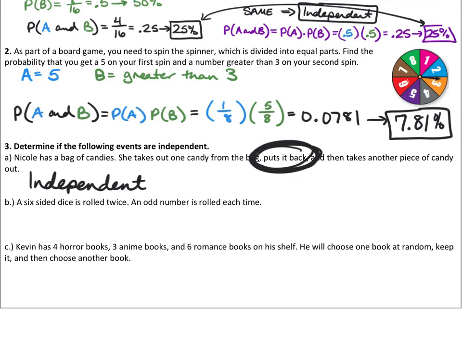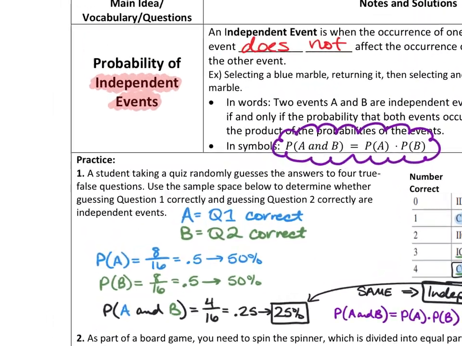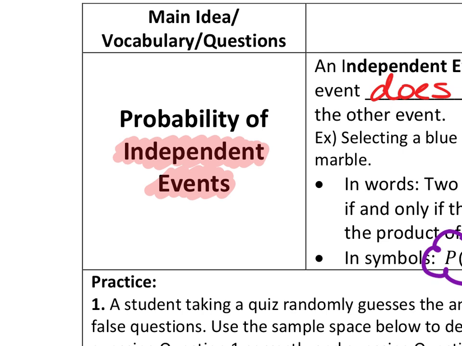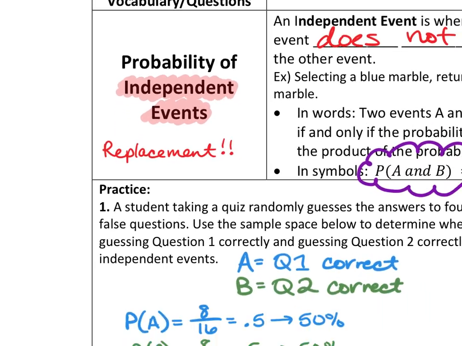This is so important. We're going to go back up to the top of our paper and we're going to add the following word underneath the word independent events. You're going to write the word replacement. Nicole replaced the candy that she took out before she did the next event. If there is replacement, meaning you do not change the total number in your experiment, it is an independent event because we've replaced the thing we took out. So if there is replacement or no change to the total amount that we're being used in our experiment, it's an independent event.